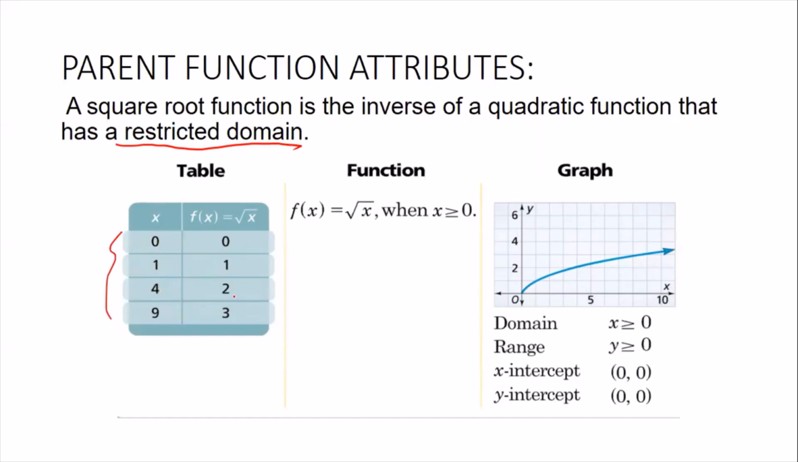Okay. Our second representation here is function representation. So our function is written as f of x equals the square root of x. And we're saying when x is greater than or equal to 0, meaning that we want no negatives.